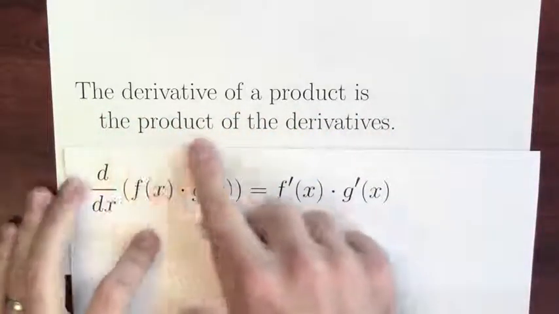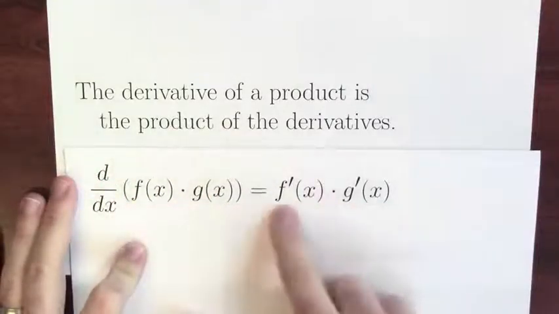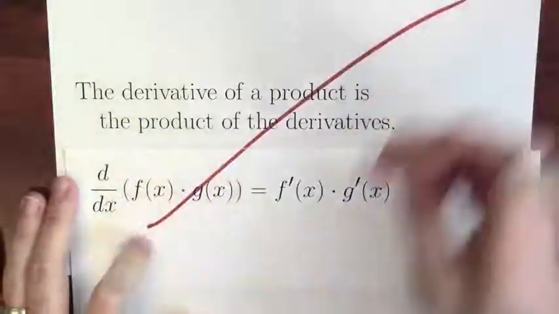I mean, really, with all those limit laws, the limit of a sum is the sum of the limits, the limit of a product is the product of the limits, you'd probably think the derivative of a product is the product of the derivatives. I mean, you'd think that if you differentiated a product, it'd just be the product of the derivatives. No, that's not how products work.